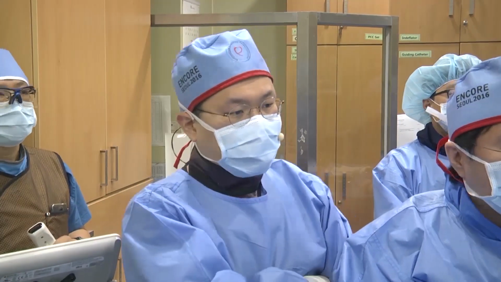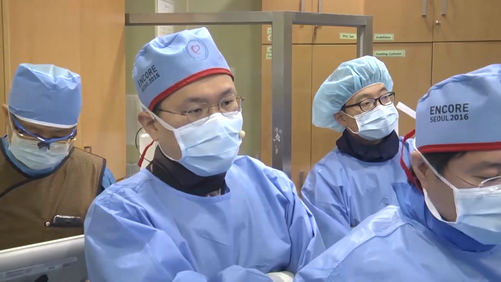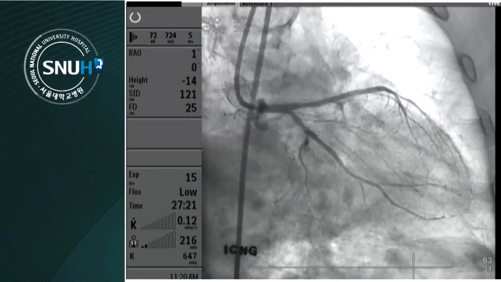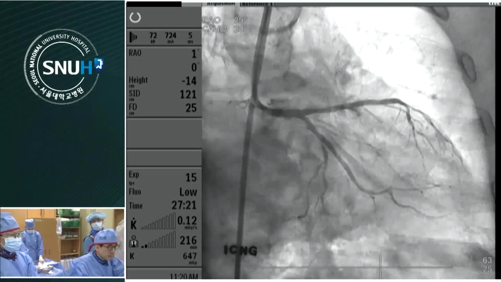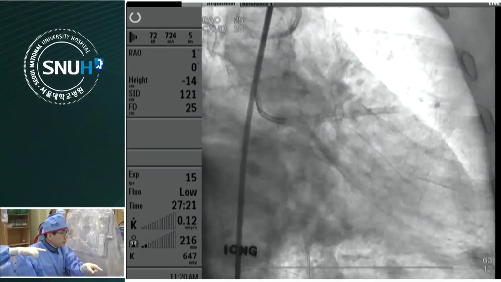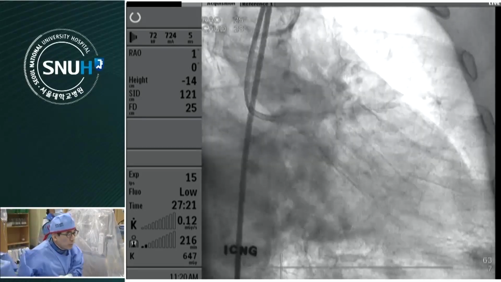Okay, before going to the second case live demonstration, I'm going to show you the final essential results of the first case. Can I see the picture?